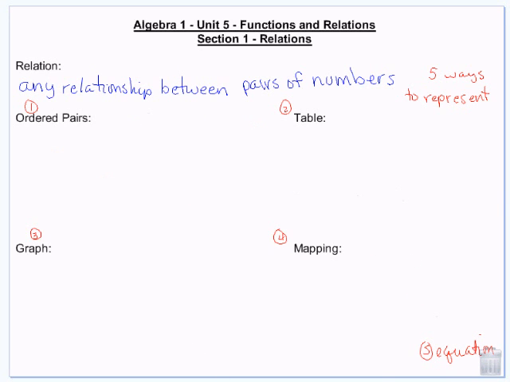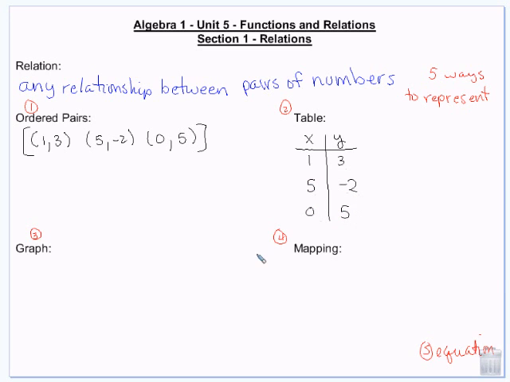We can represent a relation as sets of ordered pairs. And all it says is that 1 goes with 3, 5 goes with -2, and 0 goes with 5. It's just any kind of random relationship. It doesn't have to be a pattern that we can see for it to be a relationship between numbers. We can do a table. 1 goes with 3, 5 goes with -2, 0 goes with 5.